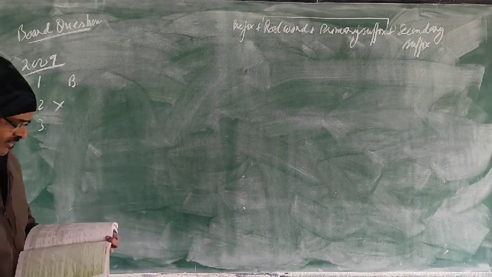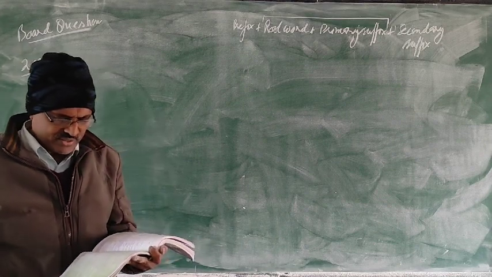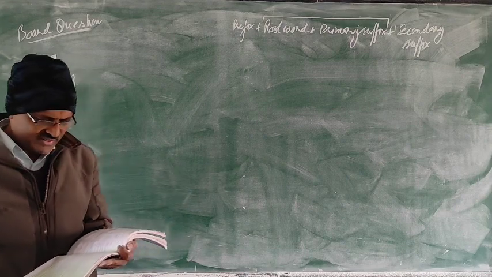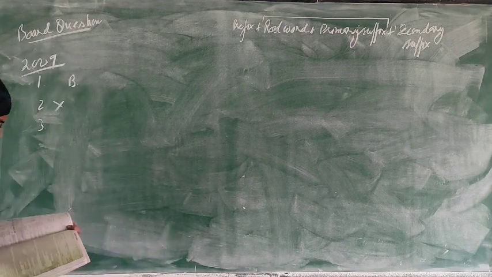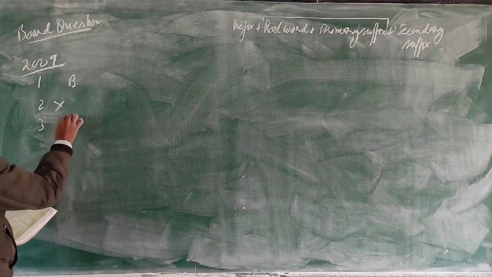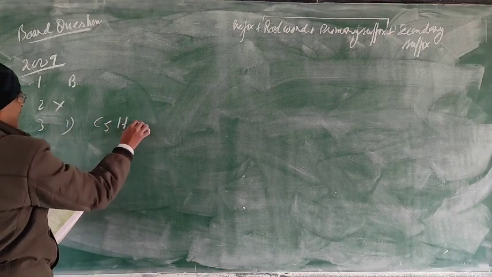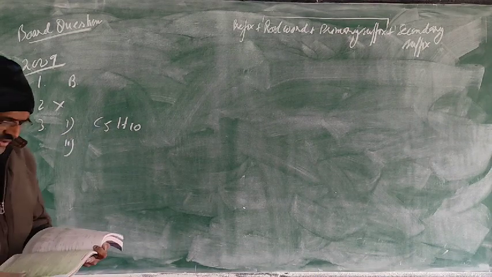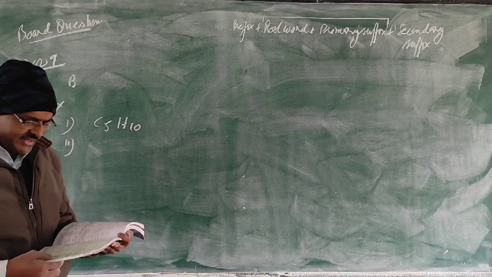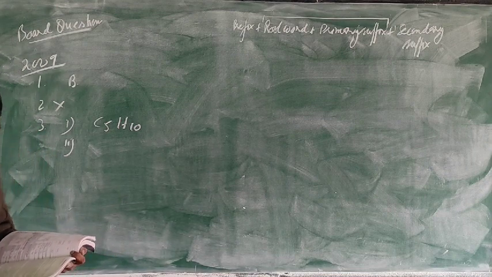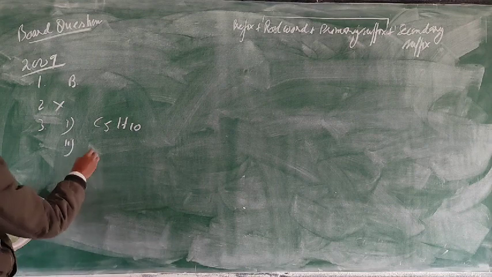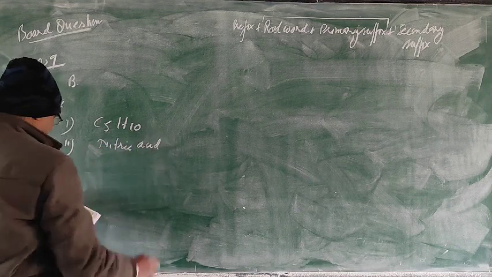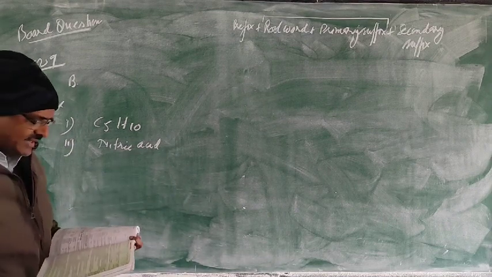Now the third one, find out the odd one from each case. In the first one, C3H8, C2H6, CH4 are all alkanes, but the odd one is C5H10, because it is an alkene, that's why it is different from the other members. Then formic acid, nitric acid, acetic acid and propanoic acid: the difference will be nitric acid, because all are organic acids, but this one is inorganic. So that's why it is different.